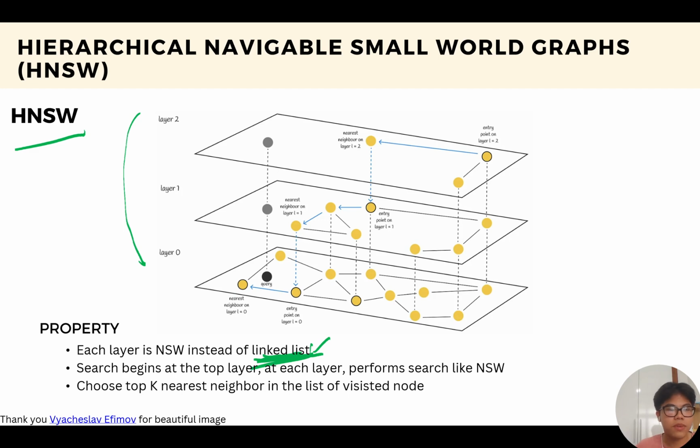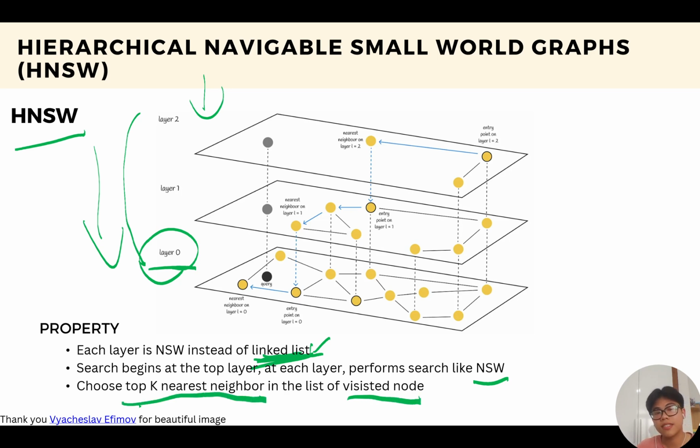The search begins at the top layer, like the linked list. We search at the top layer and move down, and the lowest layer will contain all of our data points. At each layer, we perform the search like navigable small world. As we move down to the lowest layer, we have a list of visited nodes, and we just choose the top k nearest neighbors from this.